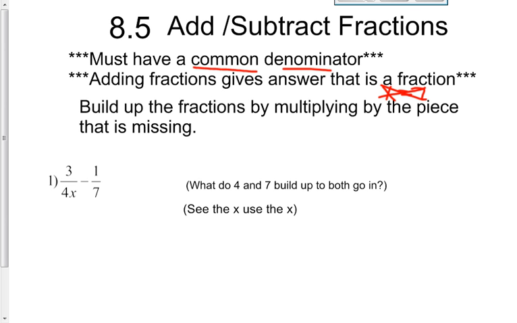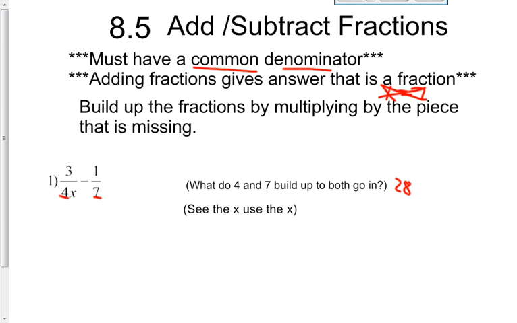The way we're going to do this is to build up each fraction by multiplying by the piece that is missing. So what does that mean? Well, if we look at this first one, 3 over 4x minus 1 over 7, these are not the same denominators, so I cannot add these fractions as they stand. I need to get a common denominator. So I need to figure out what do they both multiply up to go into. So if I look at it in pieces, 4 and 7 have what in common? What do they both build up to go into? That would both be 28.